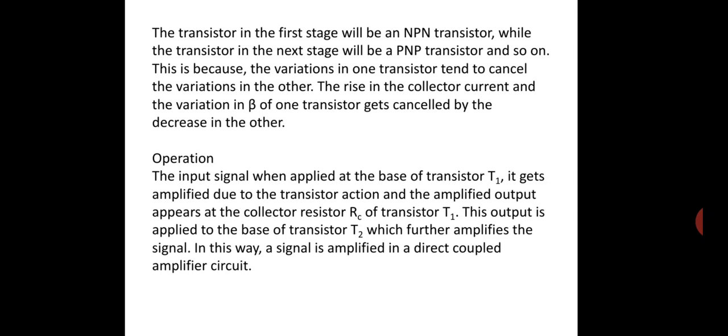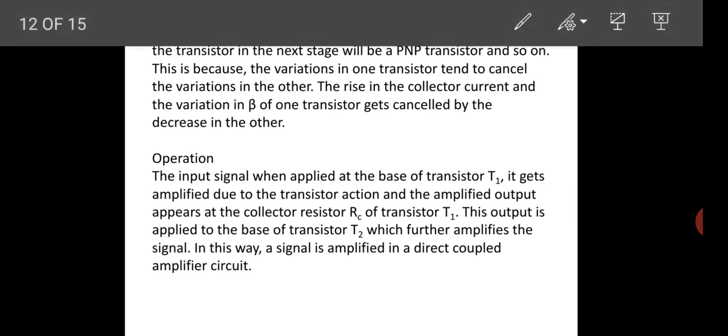When the input signal is applied at the base of the input transistor T1, it gets amplified due to the transistor action, and the amplified output appears at the collector resistor RC of transistor T1. This output is applied to the base of transistor T2, which further amplifies the signal. In this way, a signal is amplified in a direct coupled amplifier.